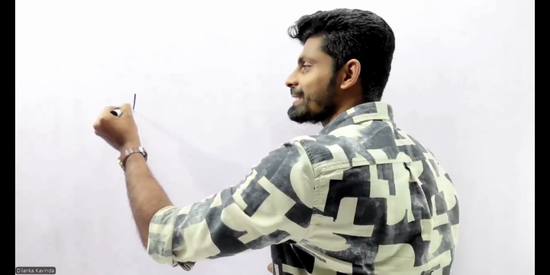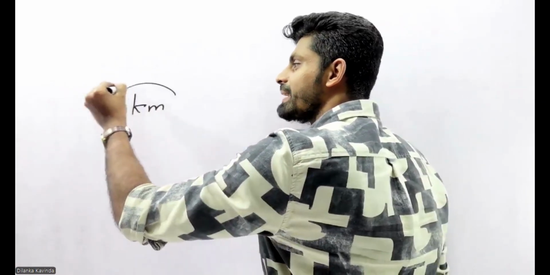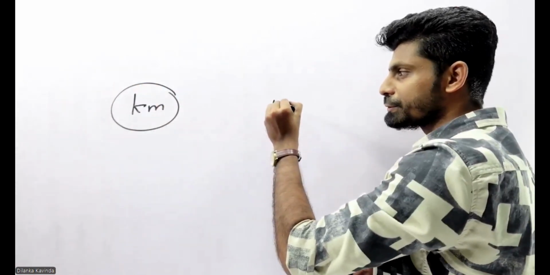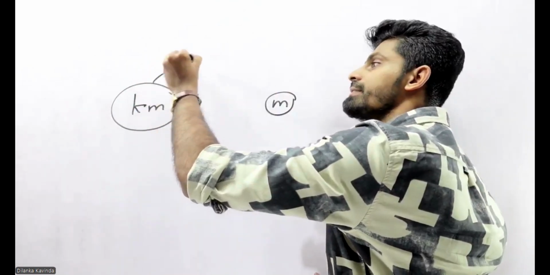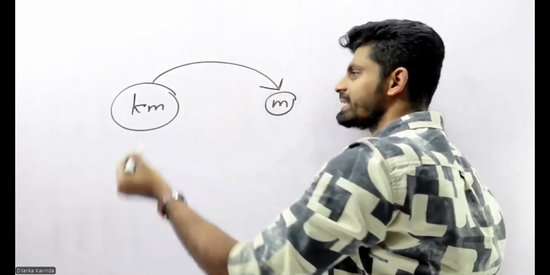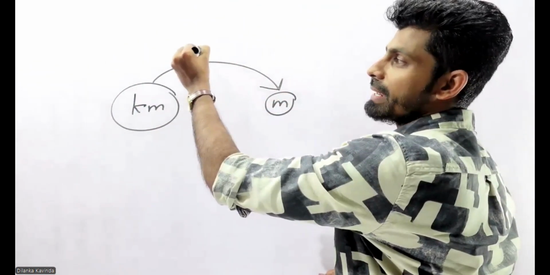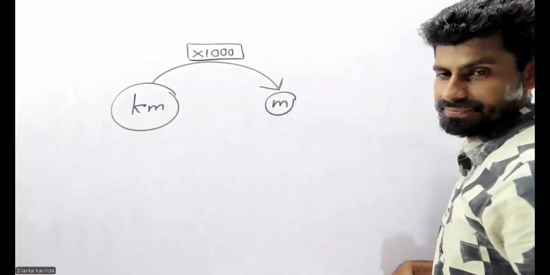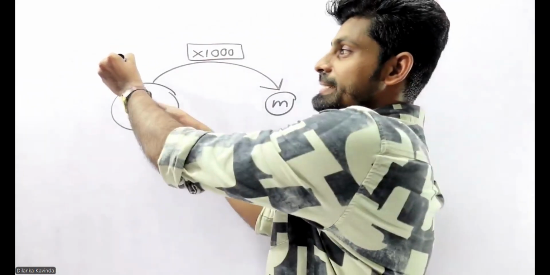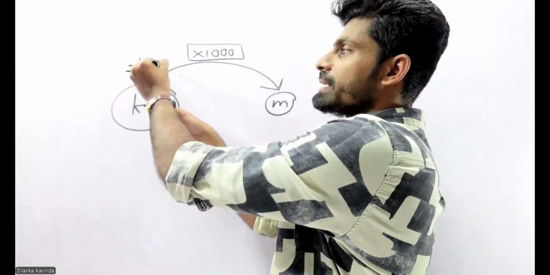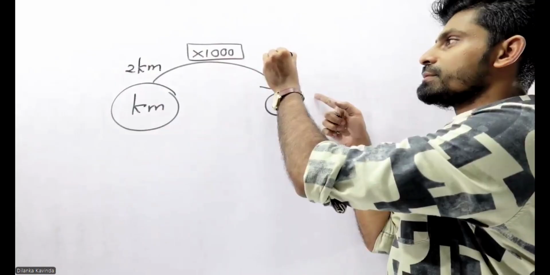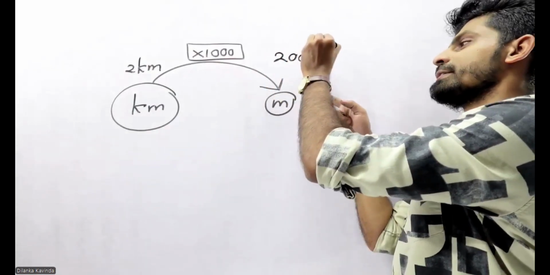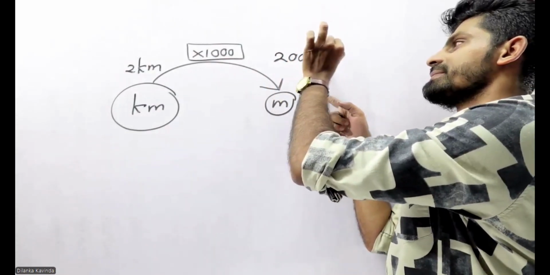Right. Look at the last conversion. Kilometers, you need to convert to meters. How to convert kilometers to meters? Multiply by 1,000. As an example, 2 kilometers means 2 multiplied by 1,000. What is the answer? 2,000 meters.